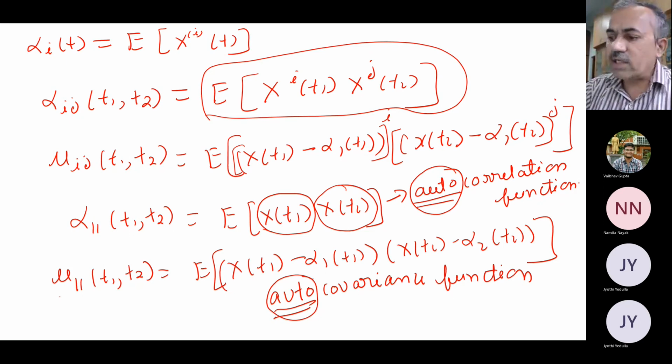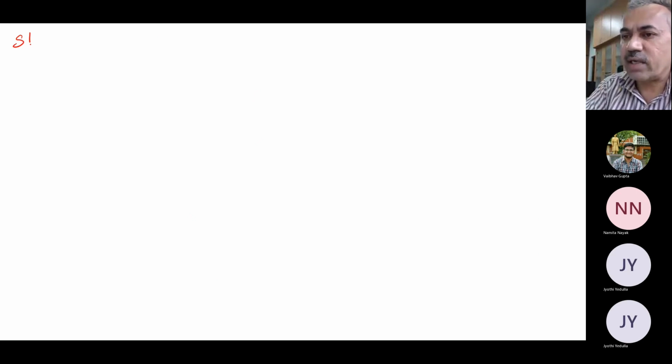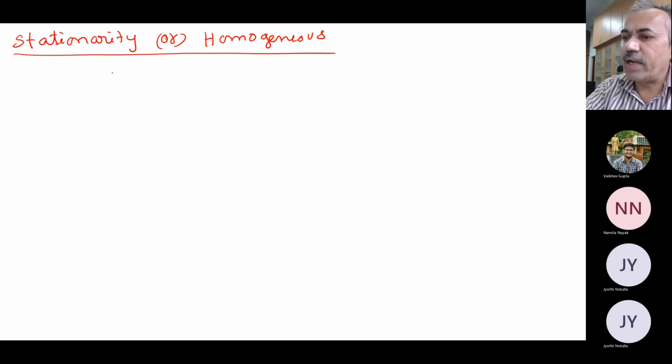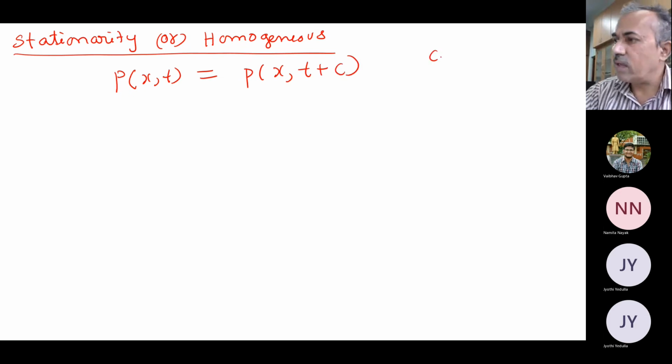Now to handle these things, we also use one more thing, that is stationarity. It is a very important concept. Stationarity, or sometimes homogeneous also. So we define it like this. If I have a probability density function at x comma t, this is my probability distribution or density function. Now this probability distribution function remains the same if I give it some small shift, where C is some type of shift. So the probability density function doesn't change. It is not changing with respect to time.